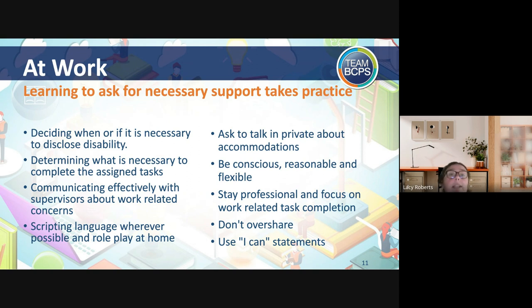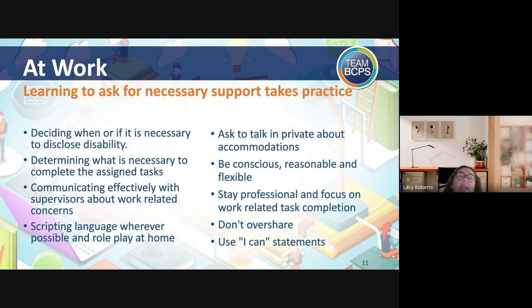Be a little positive. Be a little upfront. I can do this. I am able to solve this. I need a little assistance here. And that just helps employers to see where they're coming from. It's a little less intense. And also it helps foster relationships with their supervisors.